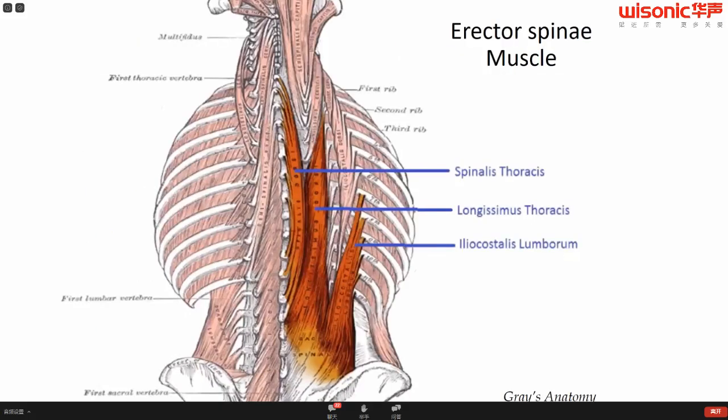The next topic is the erector spinae plane block. You can see here the erector spinae muscle, and this is not one muscle. The erector spinae muscle consists of at least 3 major muscle bellies: medial the spinalis, in the middle the longissimus, and laterally the iliocostalis lumborum muscle.